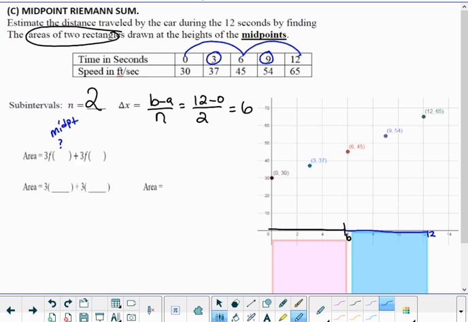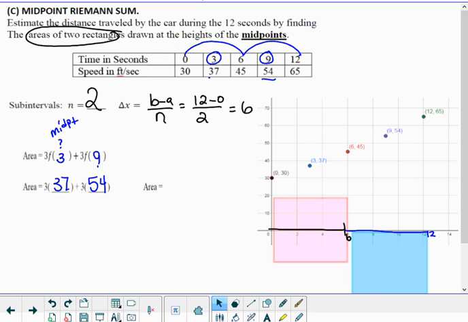So I'm going to take 3 times f of 3 and 3 times f of 9 to determine the heights of my midpoint Riemann sum. For the 3, it has a height of 37. And when I evaluate at 9, it has a height of 54. And let's draw in. Our first rectangle has a height of 37. And that second rectangle has a height of 54.